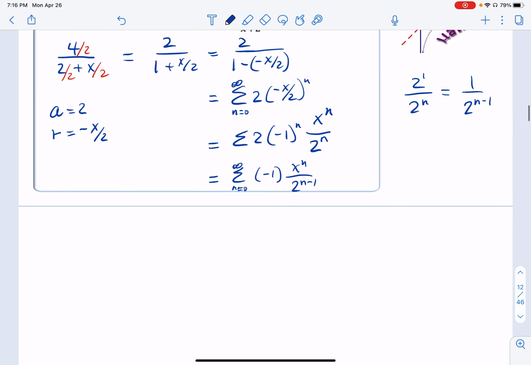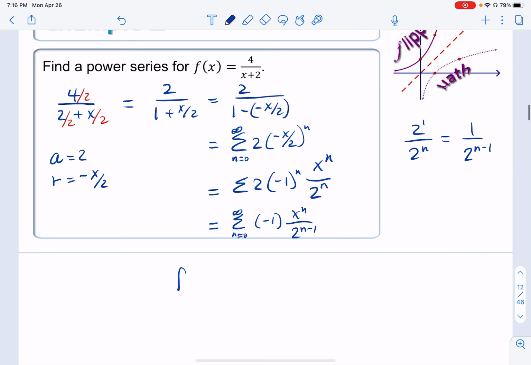Let's say I wanted to expand this thing out as a function. So this f of x is equal to, what's our first term, I wonder? I think it's 2. And then to get all the rest of the terms, all I have to do is multiply by this common ratio. So if I multiply 2 times negative x over 2, the 2's will cancel. I'm just left with a negative x. So there's the next term.